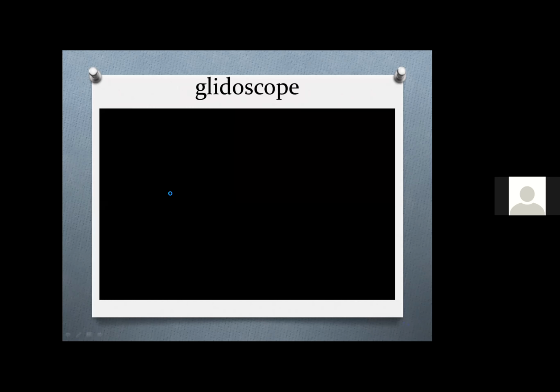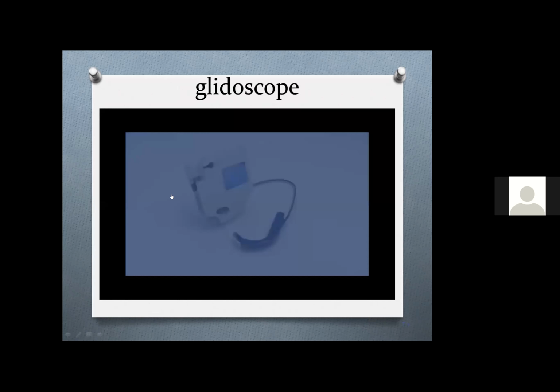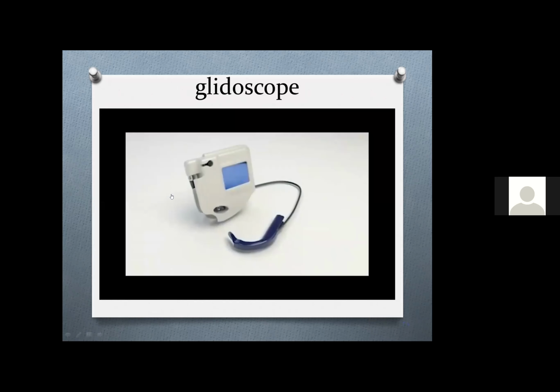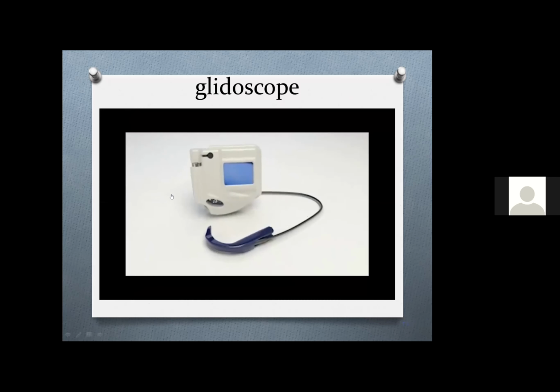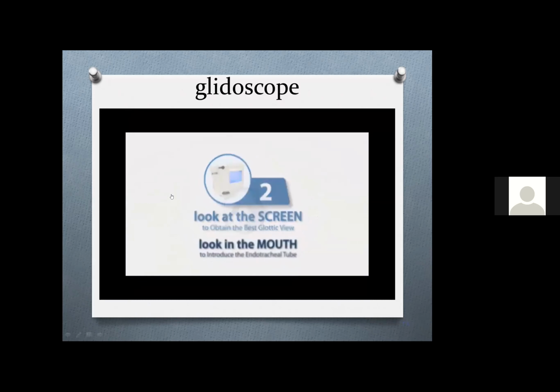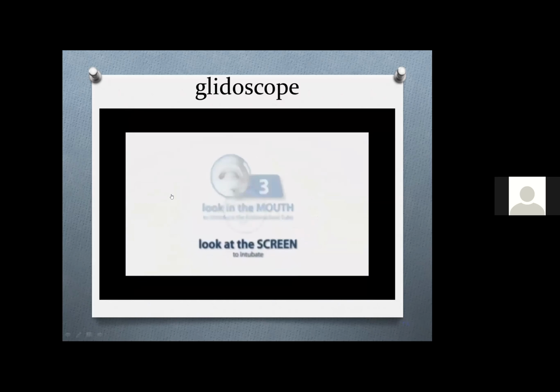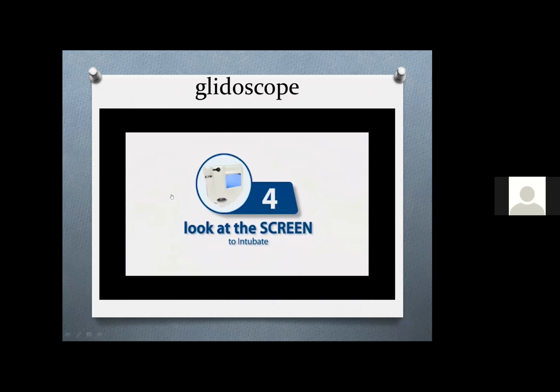This is just a quick idea of how we do GlideScope intubation using basically four steps. A four-step technique to GlideScope video laryngoscopy combines direct vision of the patient with views on the GlideScope video monitor. Start by looking in the mouth to introduce the laryngoscope, at the screen to obtain the best glottic view, back in the mouth to introduce the endotracheal tube, and finally at the screen to intubate.